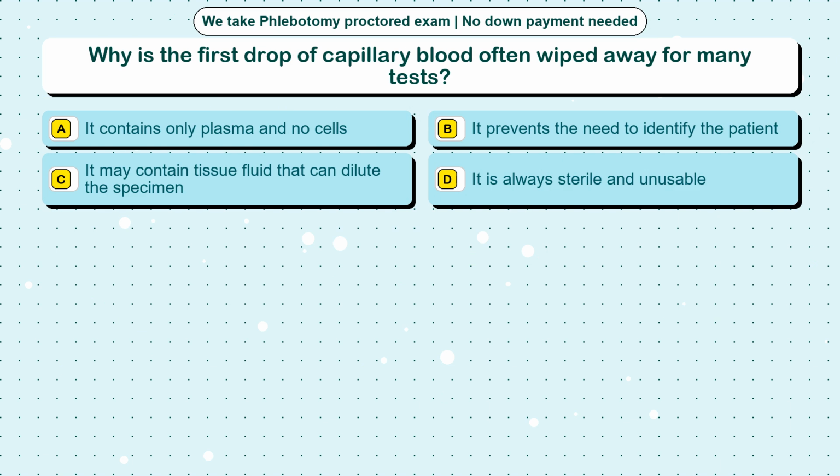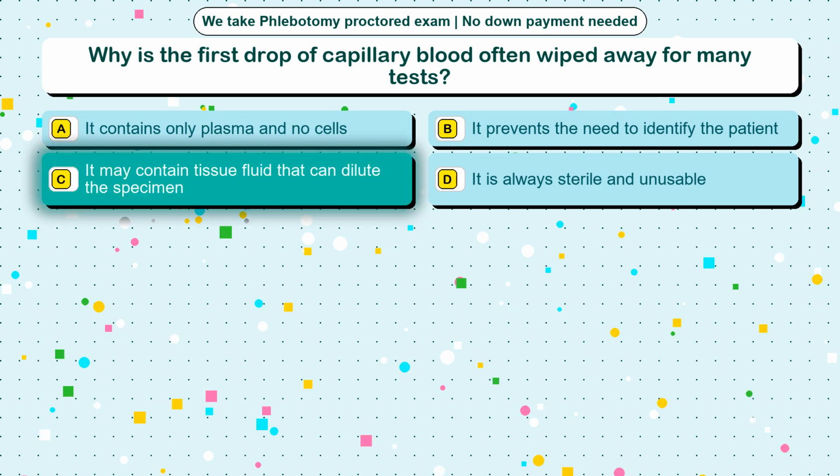Question 21. Why is the first drop of capillary blood often wiped away for many tests? Option A, it contains only plasma and no cells. Option B, it prevents the need to identify the patient. Option C, it may contain tissue fluid that can dilute the specimen. Option D, it is always sterile and unusable.